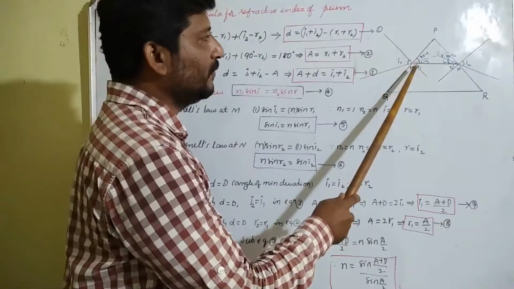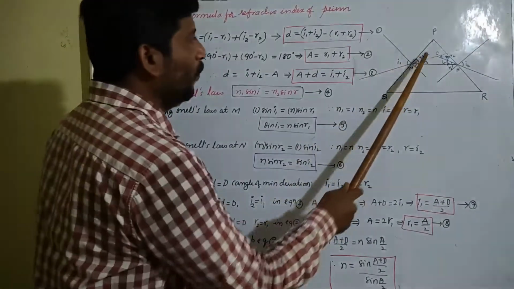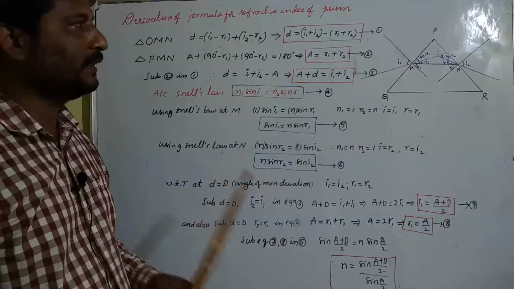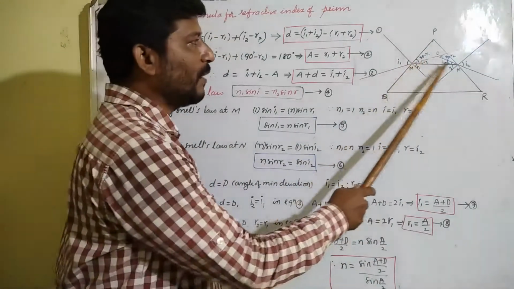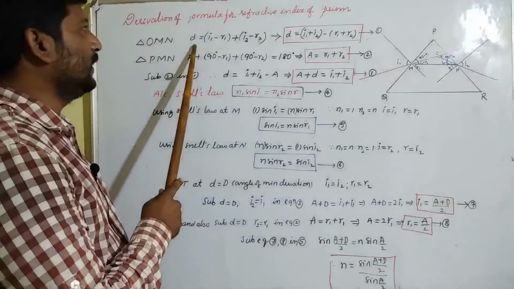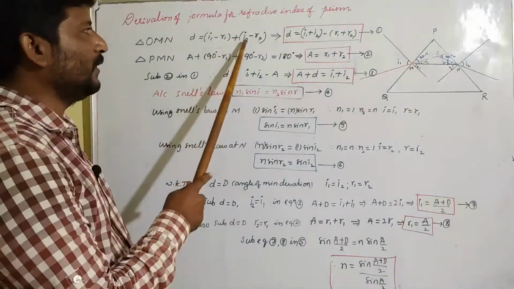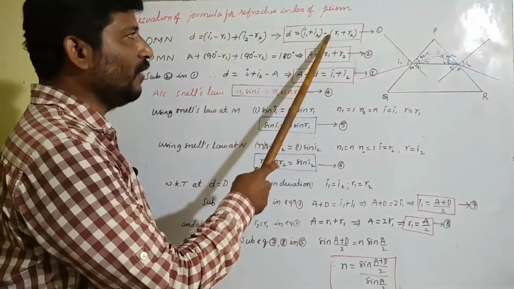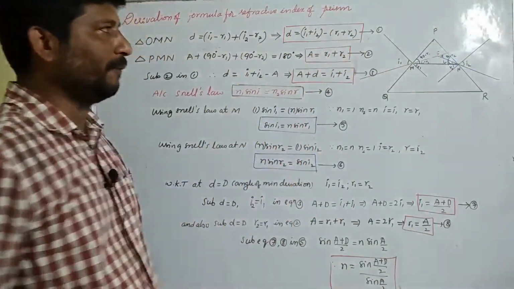From this triangle OMN, according to the triangle properties, the exterior angle equals the sum of the interior angles, that is, D equals I1 minus R1 plus I2 minus R2. Therefore, D equals I1 plus I2 minus (R1 plus R2), equation number 1.